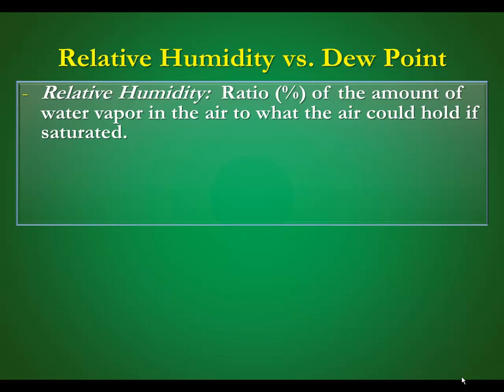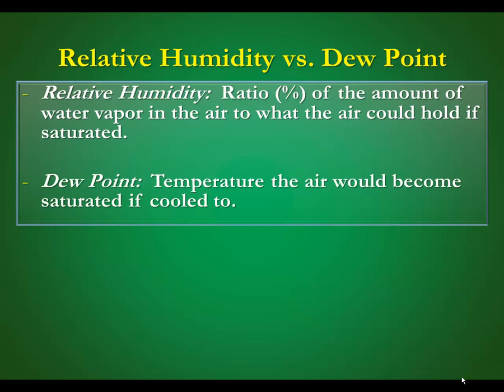First, relative humidity. This is a ratio, always expressed as a percentage, of the amount of water vapor that's in the air compared to what the air could hold if it was completely saturated. So that's a percentage. Dew point, on the other hand, is a temperature.